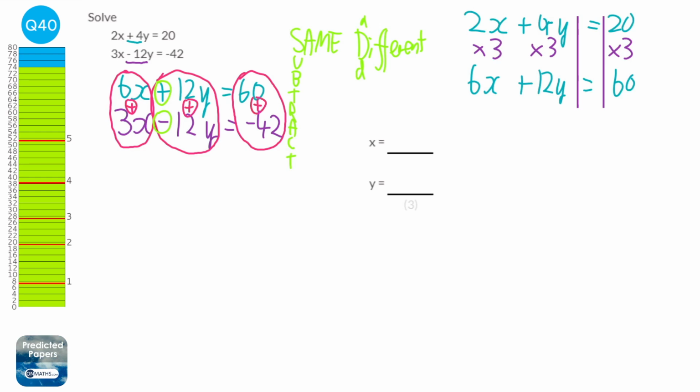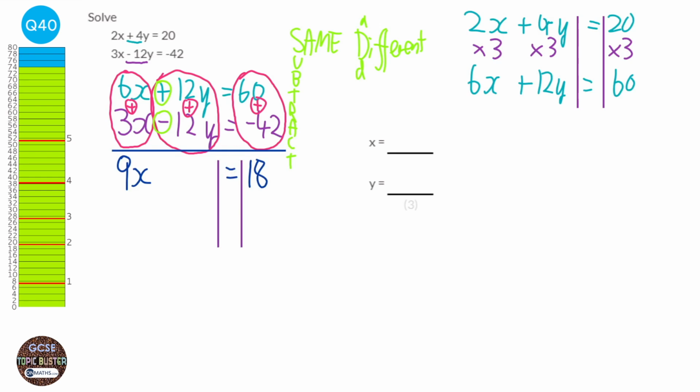And we're going to find the sum of these. So 6x plus 3x is 9x. 12y plus minus, which is just a minus, so it's 12y minus 12y is 0, which was the whole point of adding, to get rid of those y's. And then 60 plus minus, which just means minus 42, which is going to be 18.